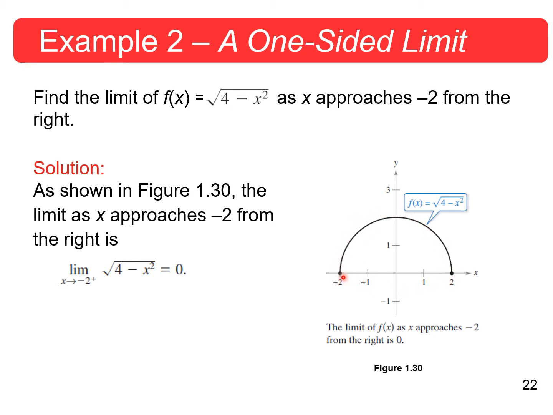Now, if you look at the limit as x approaches negative 2 from the right, you see that the y values, or the function values, approach 0. The graph goes here as x approaches negative 2 from the right. So the limit of the function as x approaches negative 2 from the right is 0.